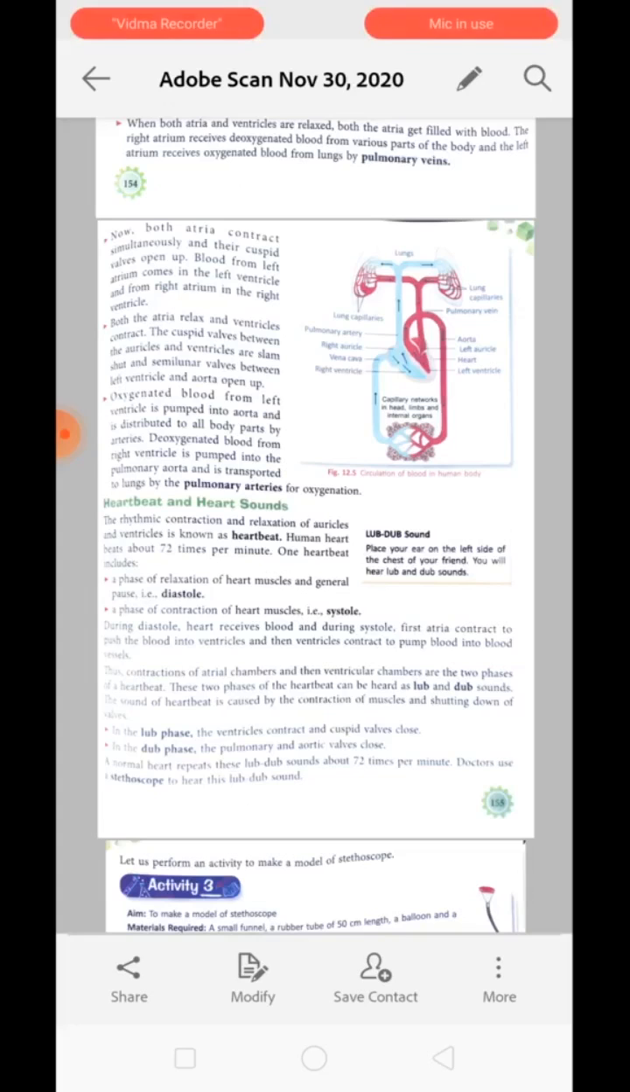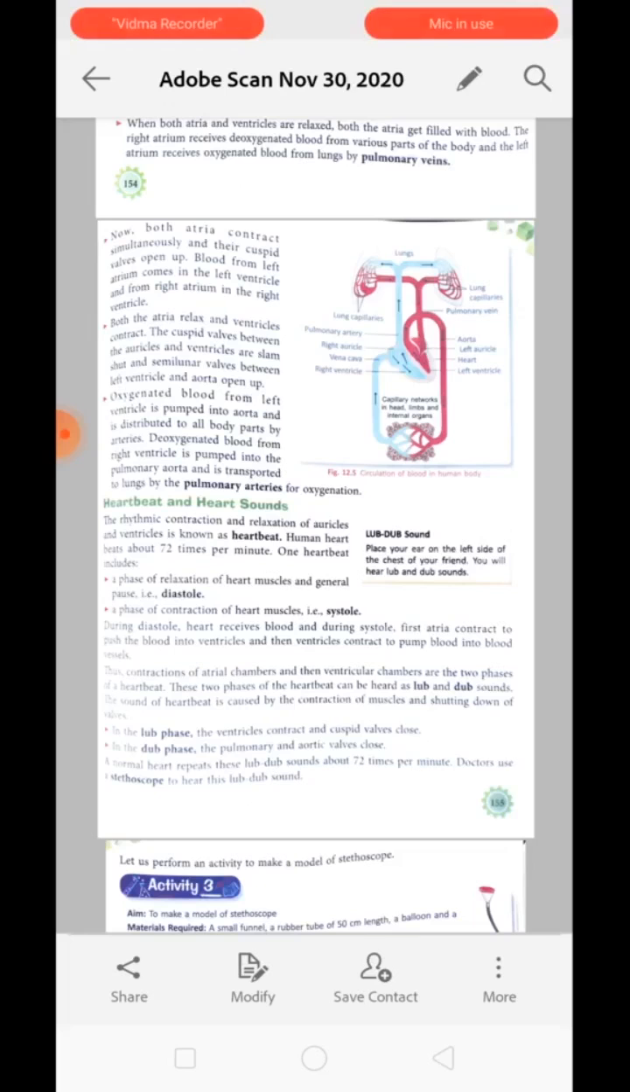Thus contraction of the atrial chambers and then the ventricular chambers are the two phases of the heartbeat. These two phases can be heard as the lub-dub sound. The sound of the heartbeat is caused by contractions of muscle and the shutting of the valves, which prevent backflow of blood. In the lub phase, the ventricles contract and the cuspid valves close, whereas in the dub phase, the pulmonary and aortic valves close. A normal heart repeats this lub-dub sound about 72 times per minute.